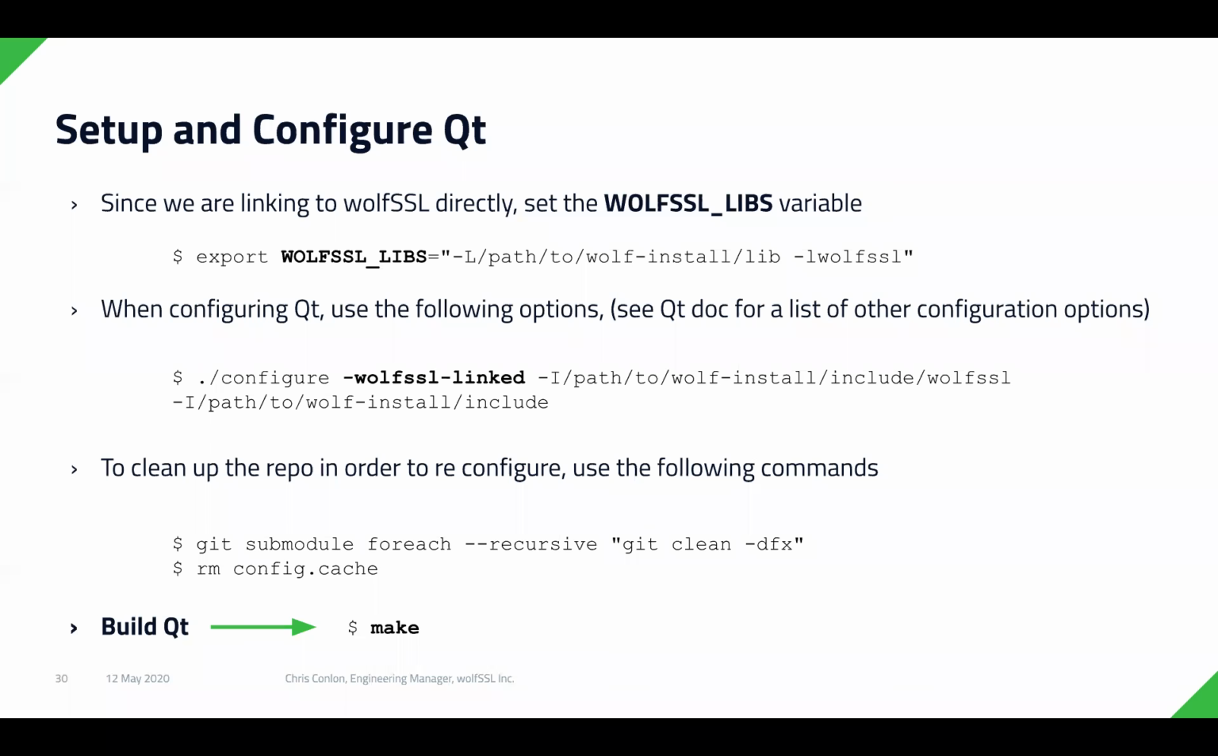And then we've also added, just like there's a -OpenSSL linked option, now there's a -wolfSSL linked option. And so you can see that here on the middle of this slide. We're also specifying the include path to the wolfSSL header directory. If you need to reconfigure Qt, you can do that using the git submodule commands here. And then once you've configured Qt successfully, you can build using the make command.